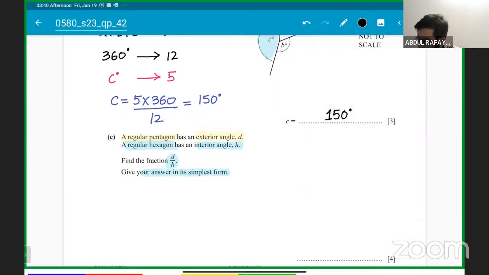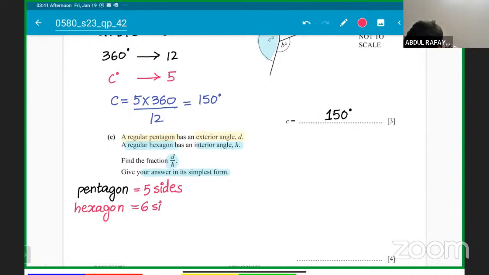Okay. So what is going to happen? We have a regular pentagon. So understanding is important there. Pentagon, which is regular, will have 5 sides. Hexagon, which is regular as well, has 6 sides. Pentagon has 5 sides, hexagon has 6 sides. Always remember the formulas.